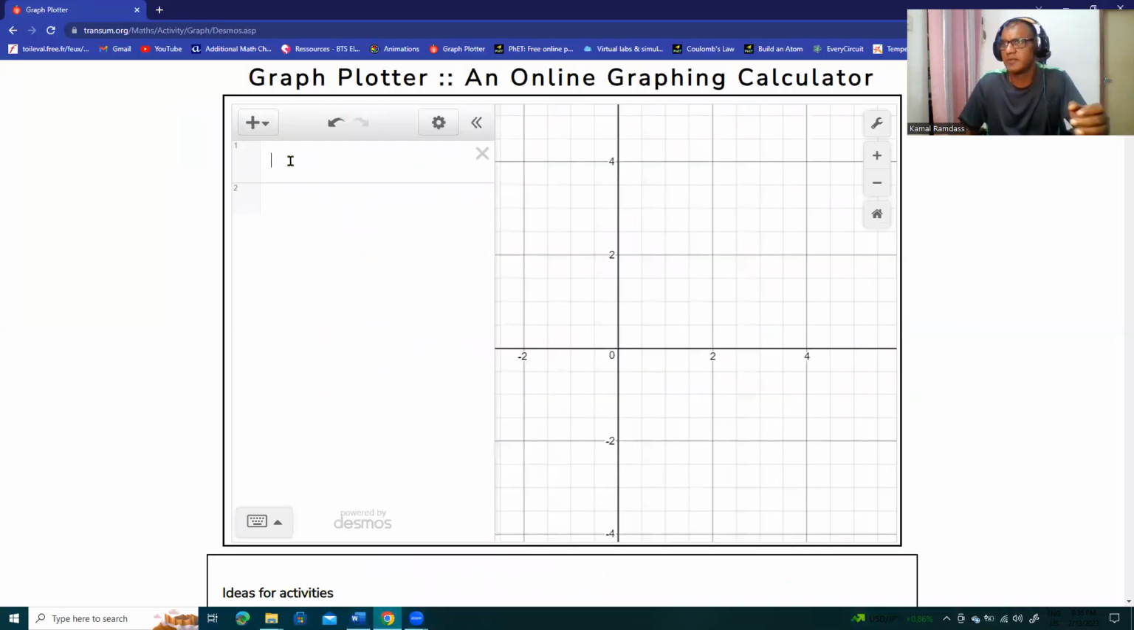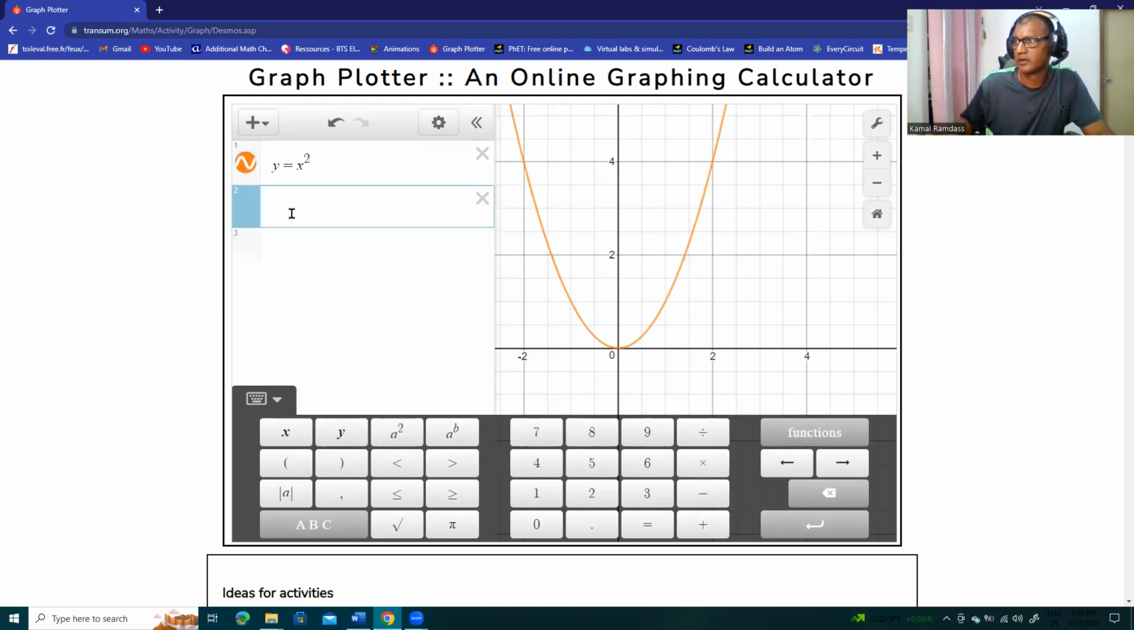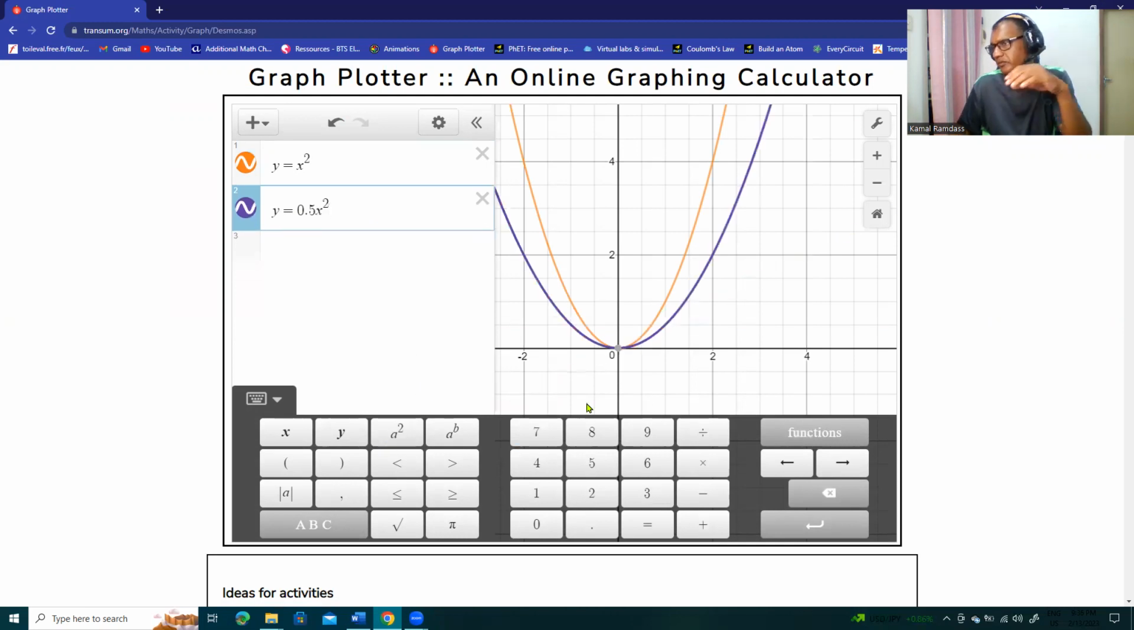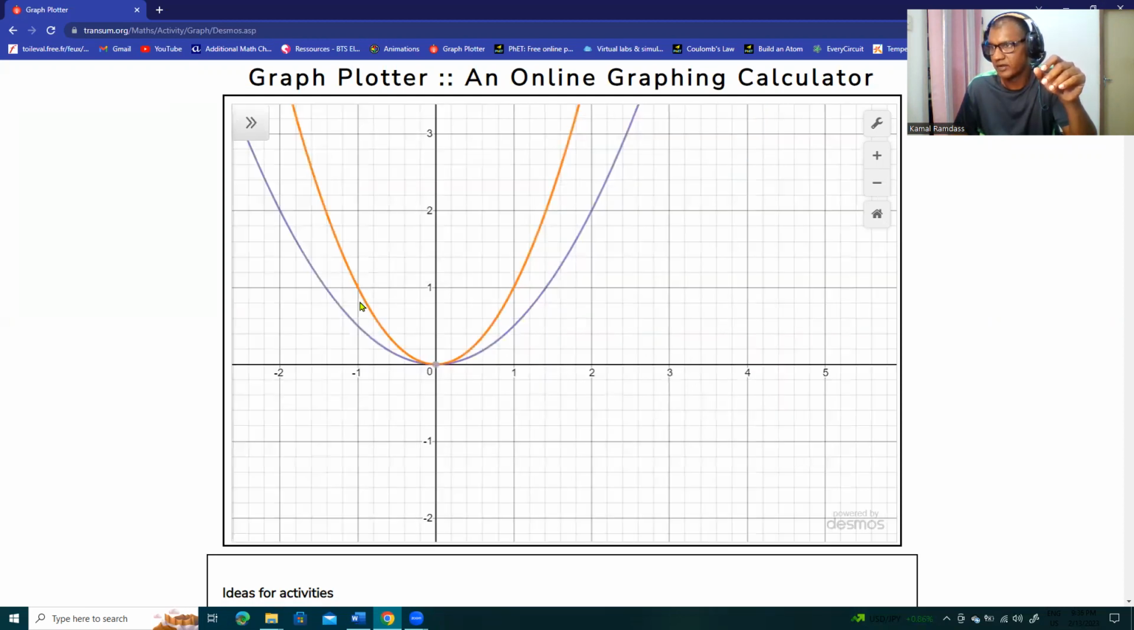Bon, nous savons mettre là. Y is equal to a f(x), non? Et nous prenons x square. X square, ça nous référence. Y is equal to 0.5 x square. Qu'est-ce qui peut arriver là? Ah, c'est y is equal to x square. Et ça, c'est là, y 0.5 x square.